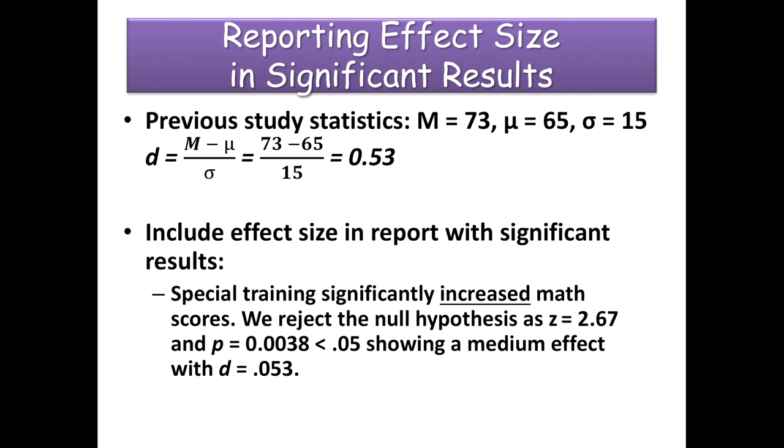Okay, so let's run it on our study. We're doing our reading people again, a mean of 73 with a mu of 65, divided by a standard deviation of 15, gives us a Cohen's d of 0.53. So we would say that has a medium effect size.